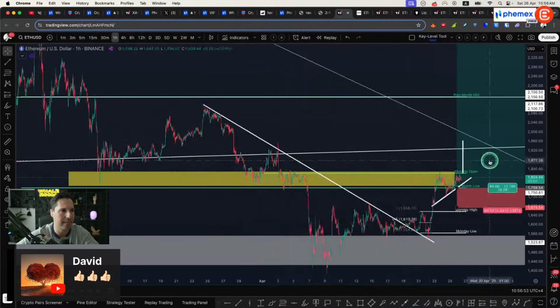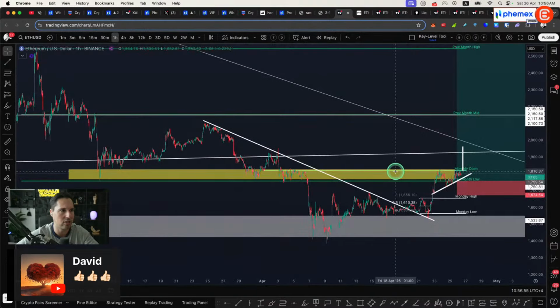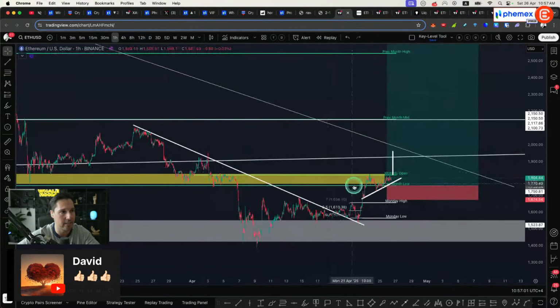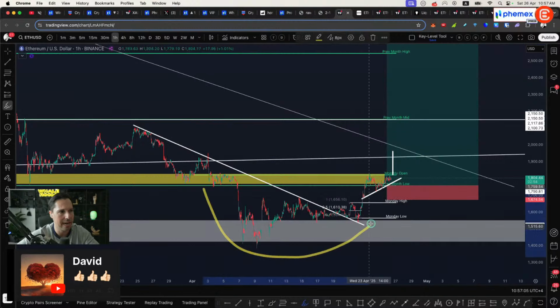But ultimately, we want to see the yellow box flipped into support. That was prior support, flipped it, and we might be testing it as resistance. We need to see if you can gain acceptance above this level. We call this, remember, a deviation.